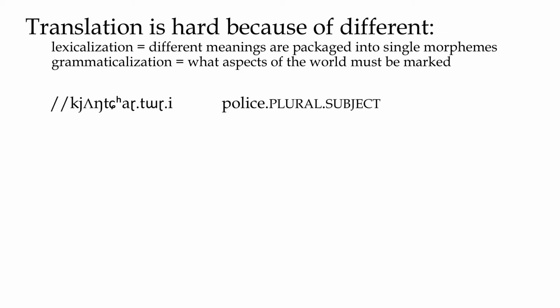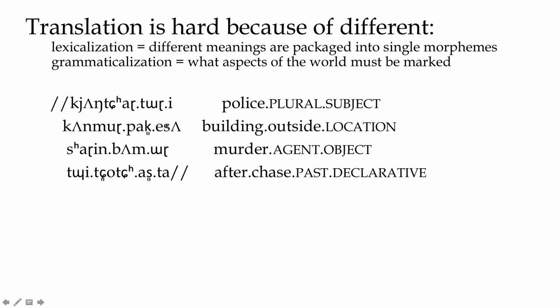So let's look at an example of a language which is very different than English, which would be Korean. So this is a sentence in Korean. 경찰들이 건물 밖에서 살인범을 뒤쫓았다. So I can do the morphological analysis.